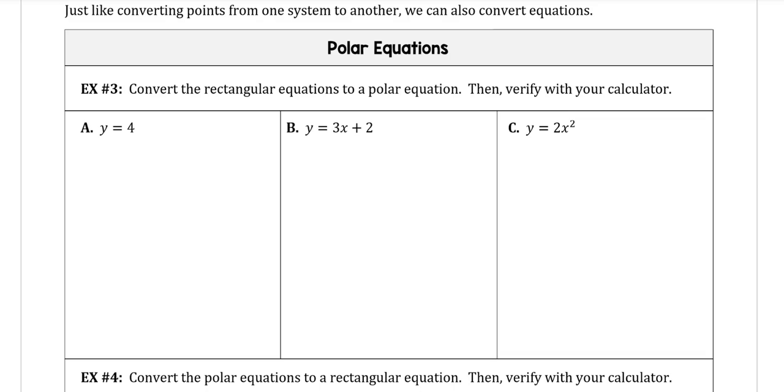Because while this is usually done in pre-calc, it's probably not done as much as it should be. Okay, so we're going to convert these rectangular equations to polar equations and then verify with a calculator. I'll leave the verification for you guys. So what we want to do is use our conversions to change these. So y can be written as r sine theta in polar coordinates. And then I'm just going to solve this for r. So r is going to equal 4 over sine theta.